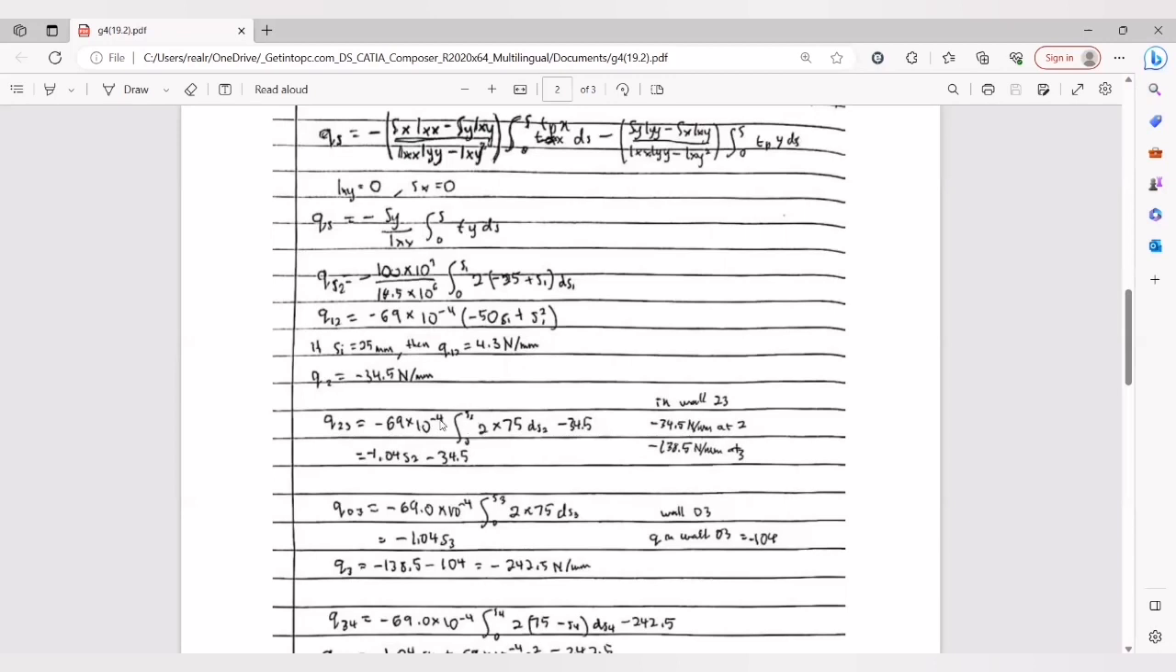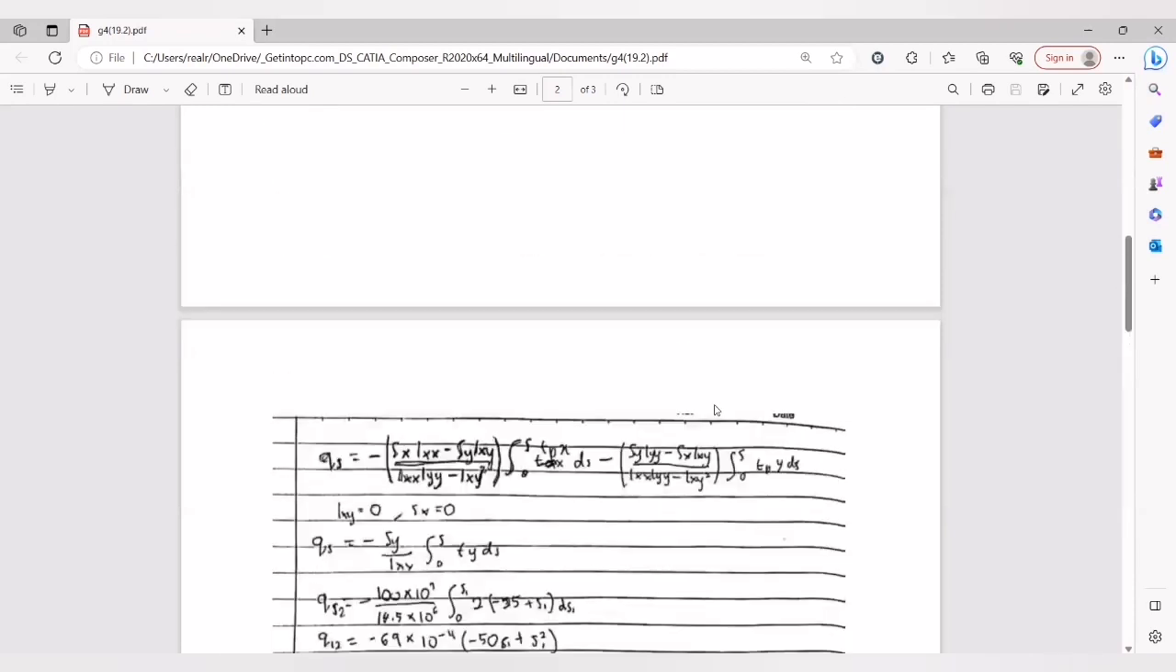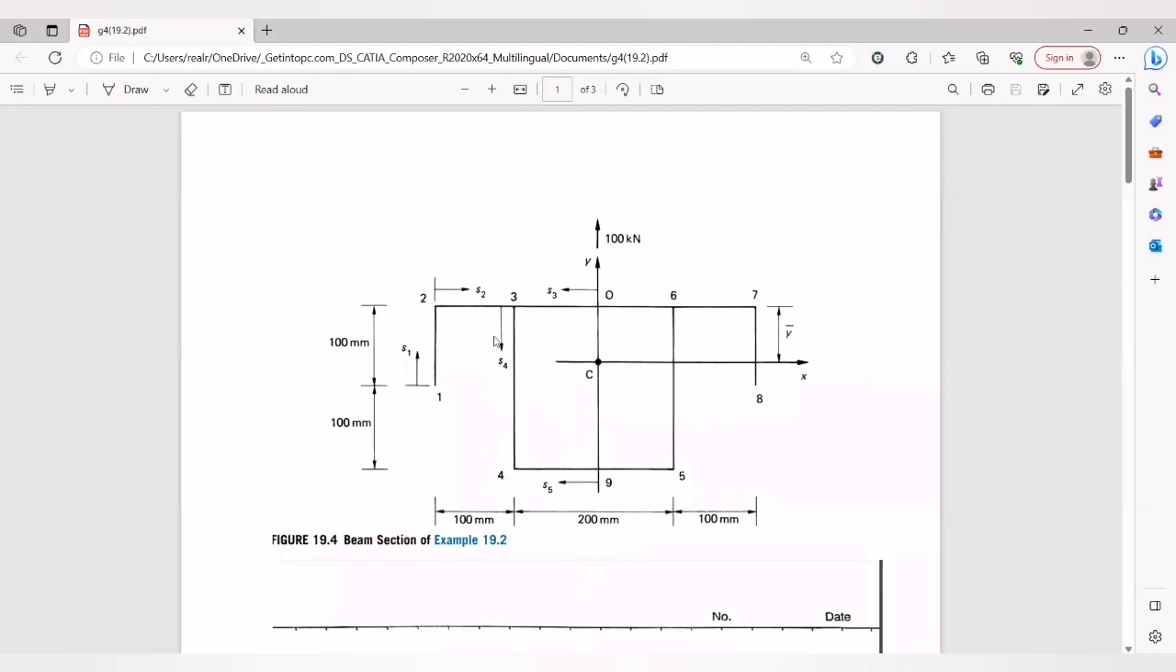So use the same from the general equation. So 2 is the thickness like before, and then times 75, because from point 2 to the center is 75. Then minus Q2, which is 34.5. And then we get like this.